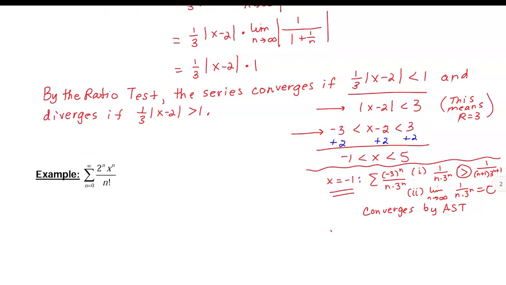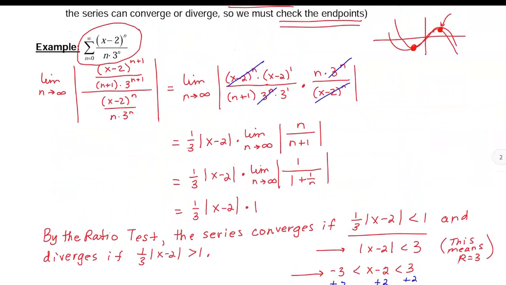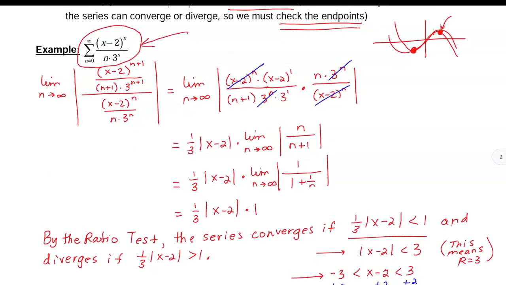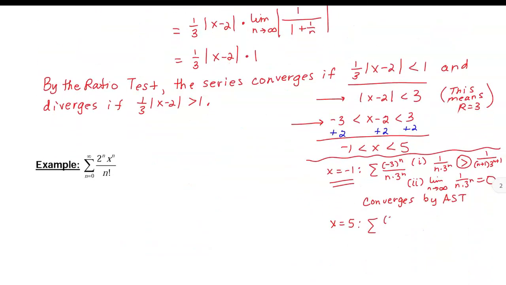Now let's check the other endpoint of the interval, which is positive 5. Again, I'm going to take positive 5 and substitute it back into the original series up here. 5 − 2 is positive 3. So I'm going to rewrite that as 3^n over n times 3^n. Do you notice that the 3^n's cancel, which makes our series 1 over n? This is the harmonic series, which is divergent. So that means this new series is divergent, and that means the interval of convergence does not include this endpoint.